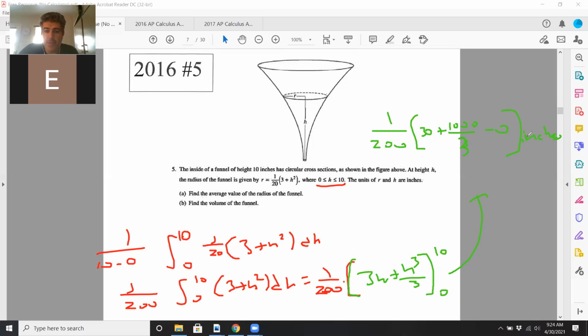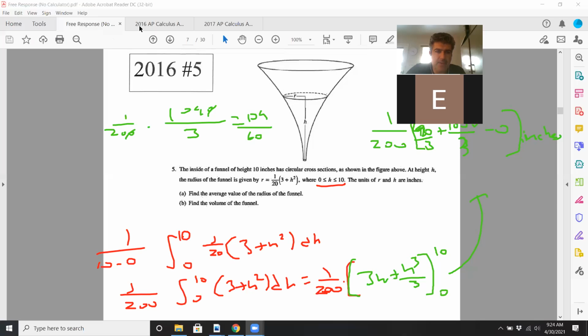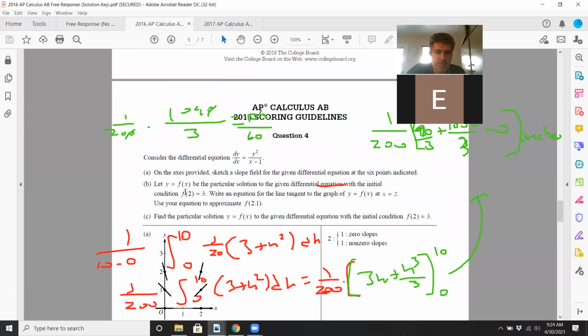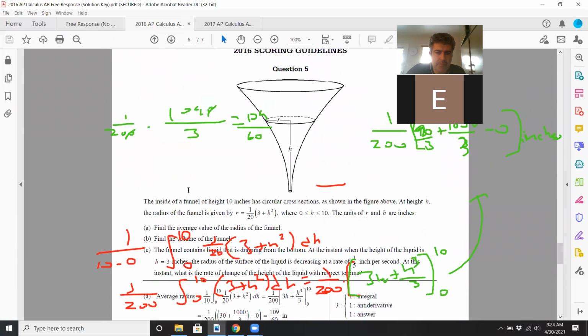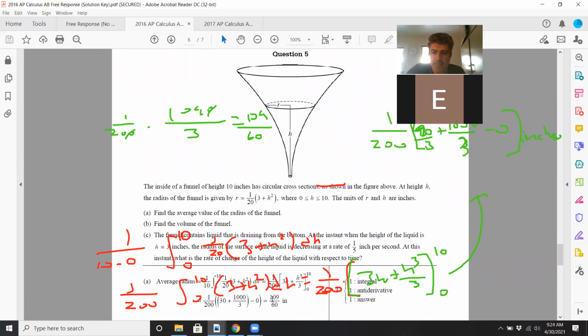If you did feel so compelled to do that, then of course that'd be 90 over 3 when you find the LCD. So you get 1090 over 3, and then of course you have 1 over 200. I guess you could cancel some 10s there. So you get 109 out of 60. So I guess you could do that if you wanted to. It's not necessary, just so you know. And you can see the answer key for 2016 number 5, yeah, they get 109 out of 60 right there.